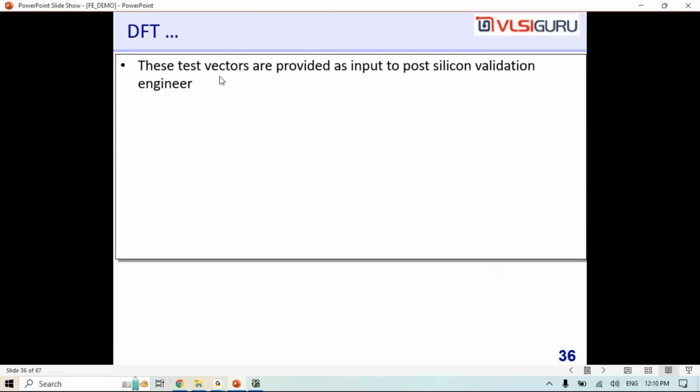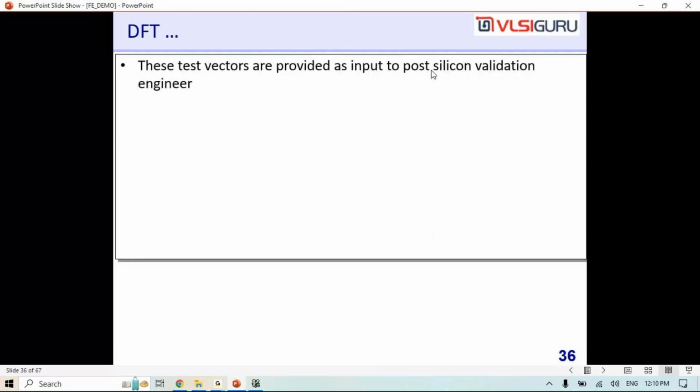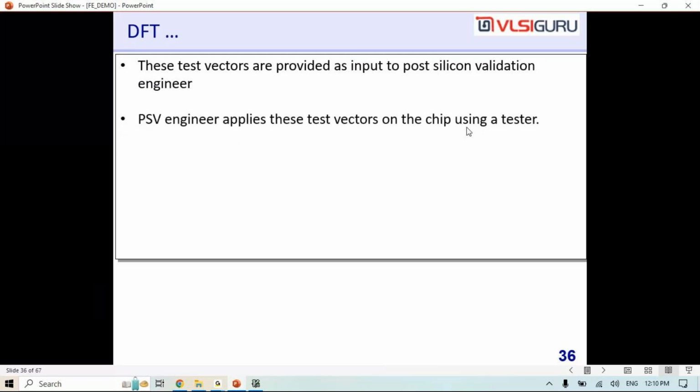So these test vectors, what are the test vectors I spoke about? Something like this. Some long series of numbers are given as input to whom? The post silicon validation engineer. There is a person in the team called the post silicon validation engineer. What does he do? He applies this test pattern to the chip and tells whether the chip is good or bad. So finally, once you have the chips coming after fabrication, whose responsibility is it to tell whether the chip is good or bad?